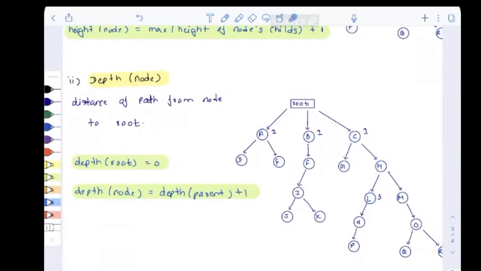What is the depth of K guys? Can you quickly tell me what is the depth of K? So depth of K is how far you are from the root node. That is 1 step, 2 step, 3 step, 4 step. So depth of K is going to be 4.